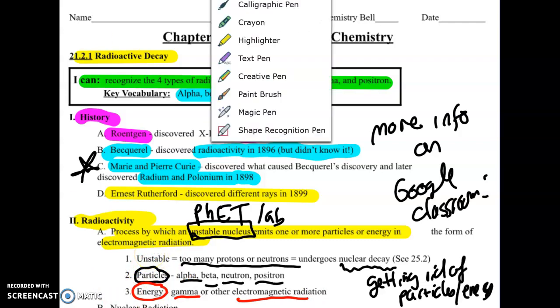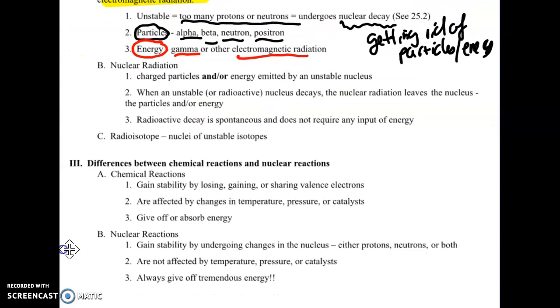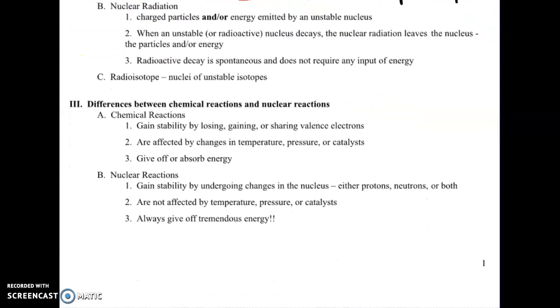Okay, so now let's take a look at the next section. So when we're looking at nuclear radiation, when you hear the word radiation, you might think, oh, scary, mutants, X-Men type stuff. We're going to go through and actually figure out what it actually is. So nuclear radiation is any charged particle or energy emitted by the unstable nucleus. So anything coming out of the nucleus.